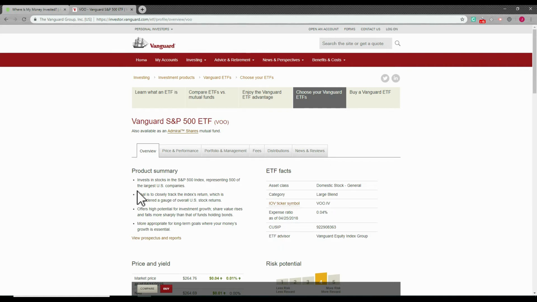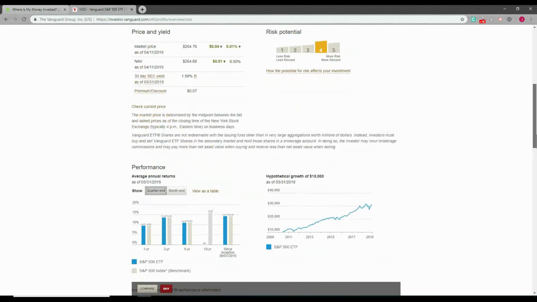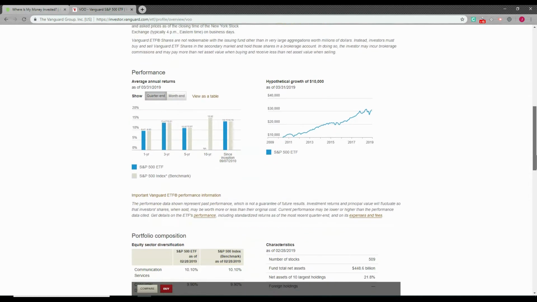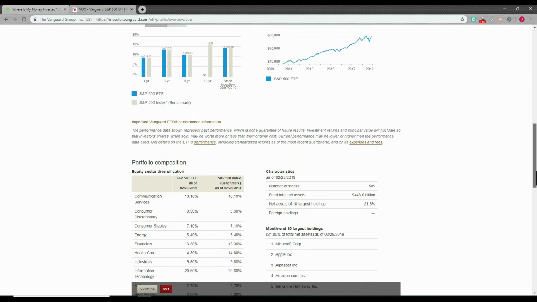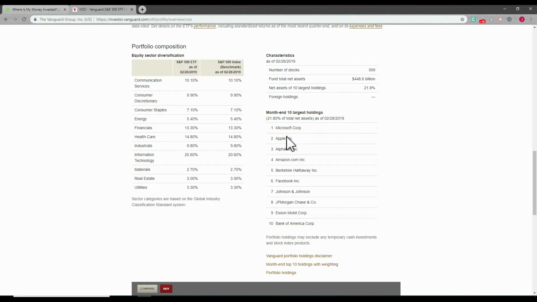It gives you an overview. You can get the price and performance, the portfolio and management, the fees, distribution, the news and reviews and things of that nature. On the overview, it gives you some information about it, how long they've had it, and the money that's been put in. It also gives you their 10 largest holdings, normally as of the month or two before when you're looking at it, or they may do it quarterly, to show you what the largest assets they're holding are.